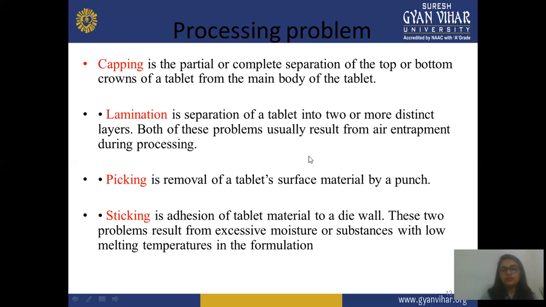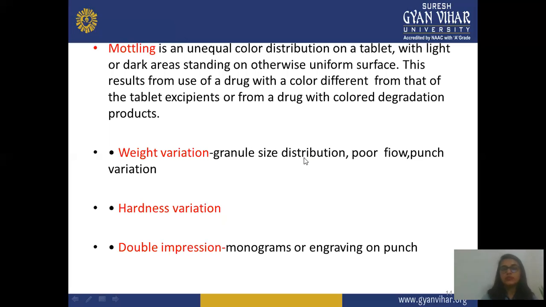And after this problem, you can say next problem. This next problem, the mottling problem. Mottling is mainly unequal color distribution on a tablet, with light and dark areas standing out on an otherwise uniform surface. This is from use of a drug with a color different from that of the tablet excipients, or from the dark red color degradation of the product.